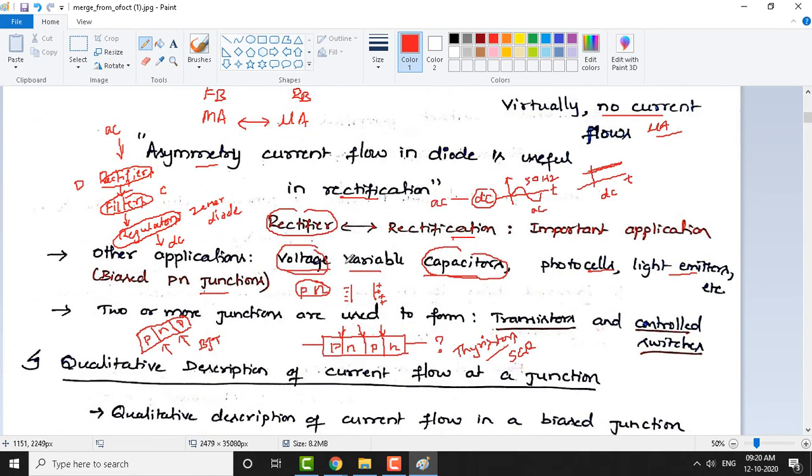Other applications of diode include the voltage variable capacitor. You can observe the capacitor behavior of the p-n junction. As we told, the p region and the n region can be treated like parallel plates. As we have seen, on the p side you have negative charge and on the n side you have a positive charge. This can be interpreted like a capacitor.